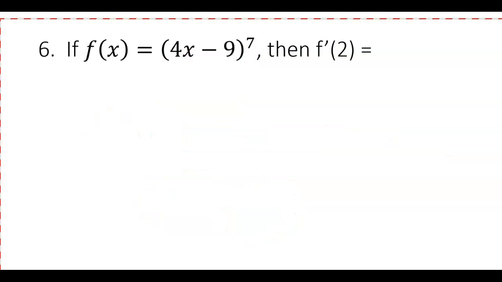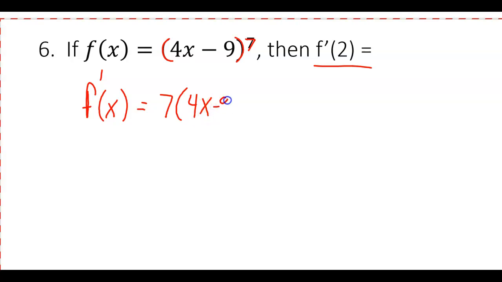Go ahead and take a look at number 6. Chain rule again. Looks like we're going to have a lot of chain rule. I want to find f prime of 2. So the first thing I need to do is find the derivative. The derivative of the outside function, which is the 7th power, is going to be 7. And then take 1 off the power. Multiplied by the derivative of the inside function, which is going to be 4.